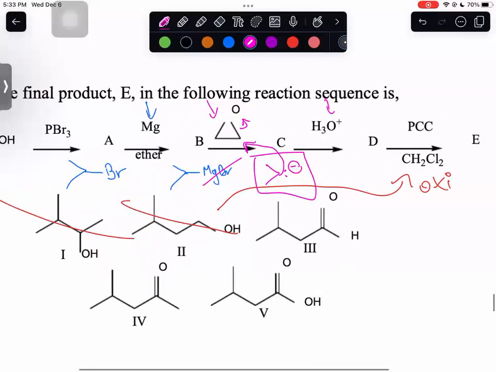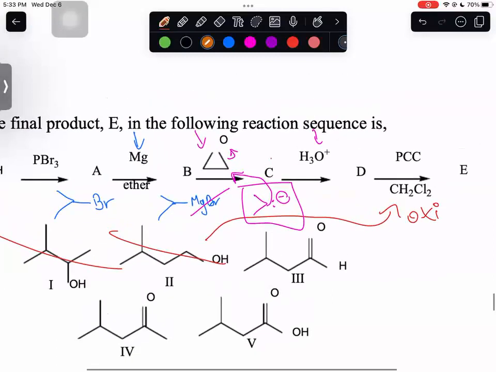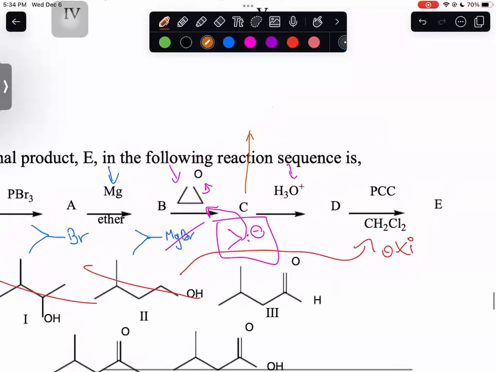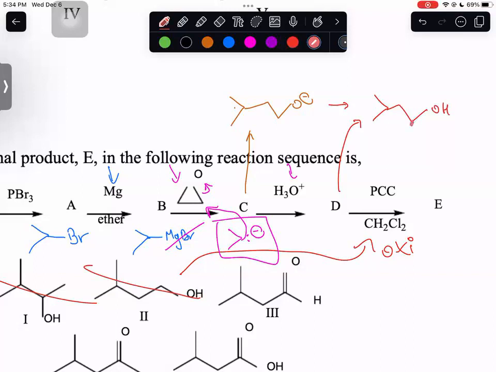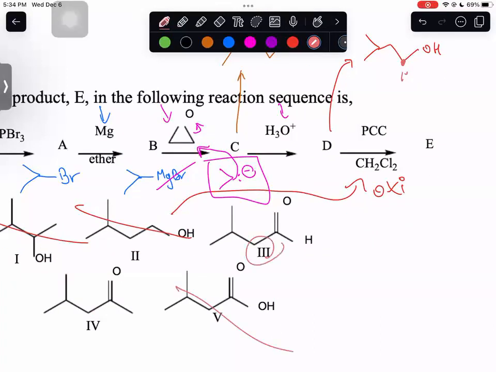And then for D, what kind of alcohol do I have? Primary, secondary, tertiary? Primary. Primary alcohols with PCC, what do they form? Aldehydes, because it's a weak oxidation agent. So it can be 5. It's 3.